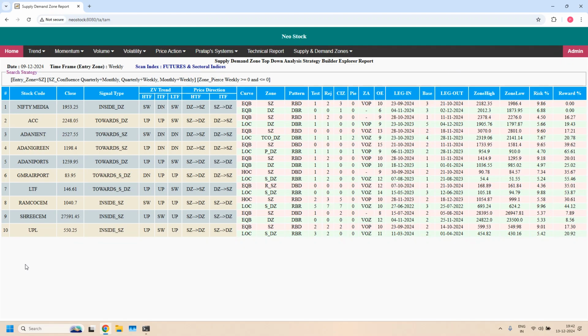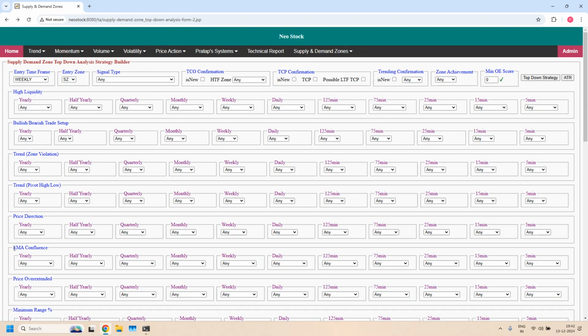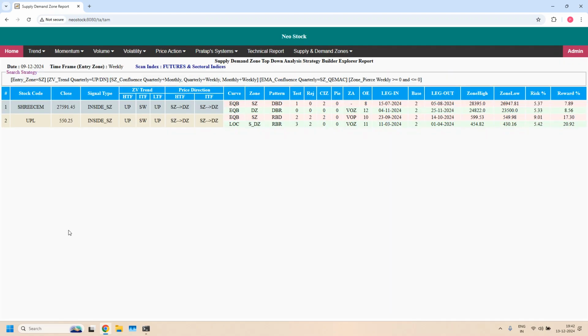In all these 10 stocks, these weekly supply zones are part of the monthly supply zone, both together again part of the quarterly supply zone. Quarterly is HTF. Let us verify any of these quarterly supply zones are having quarterly EMA confluence. So in the EMA confluence at quarterly time frame, quarterly supply zone having quarterly EMA confluence, and the trend at quarterly time frame should not be sideways, it can be up or down. Let's filter. 2 stocks are filtered.